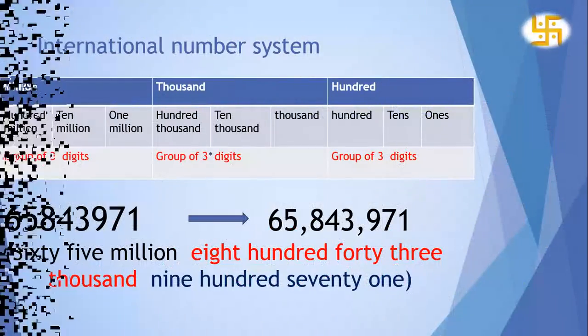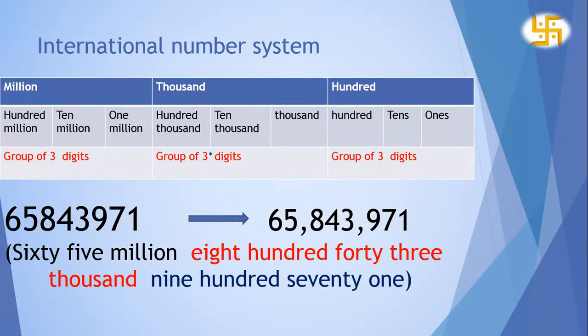Earlier we learned about the Indian number system. Look at this table. This is the table of the international number system. In the Indian number system, there are 4 groups, but in the international number system, there are 3 groups. First is the group of 100, second is the group of 1000, third is the group of million. And each group contains 3 digits.